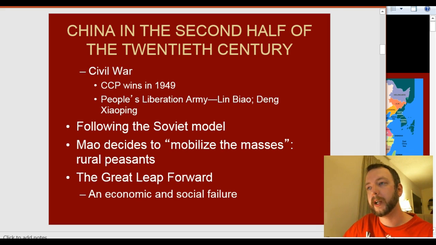So during this sort of 4-year period of the Great Leap Forward, it's a failure, like we said, but it's kind of a big failure because the estimates, and these are just estimates because nobody is 100% sure, is that between 15 and 30 million people starved in China.